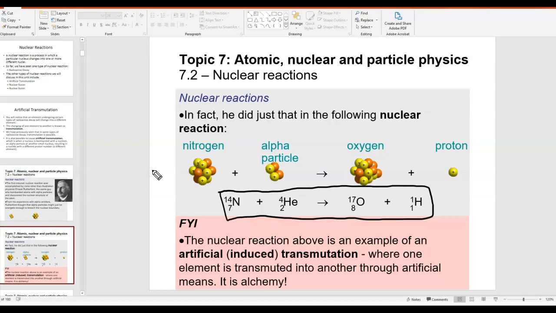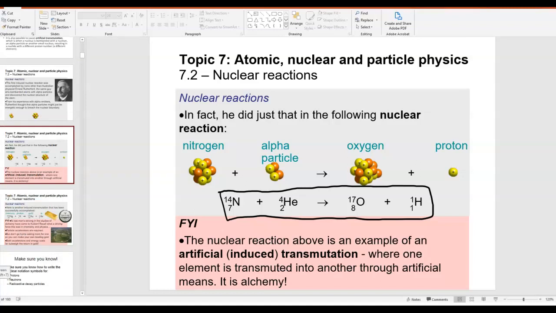This is kind of a cool thing if you think about it, because for hundreds and thousands of years, people have been trying to change one element to another element. And now I'm showing you that it's actually possible. You can turn nitrogen into oxygen if you know what to hit it with. So that's kind of a cool thing. Pause it there if you need to look at that some more.